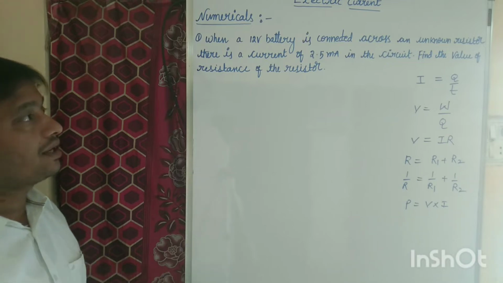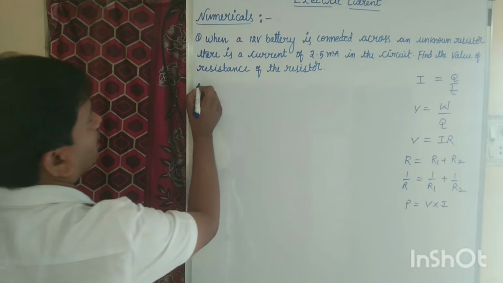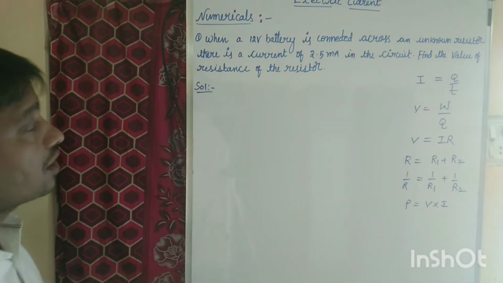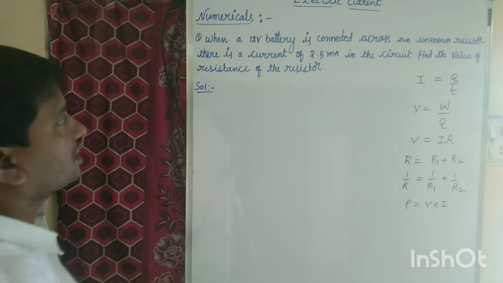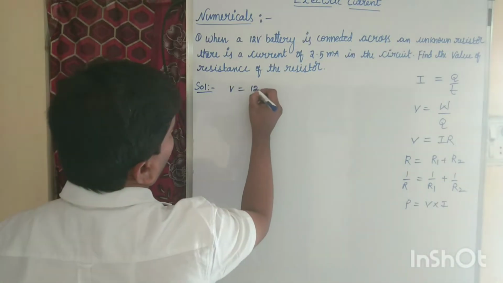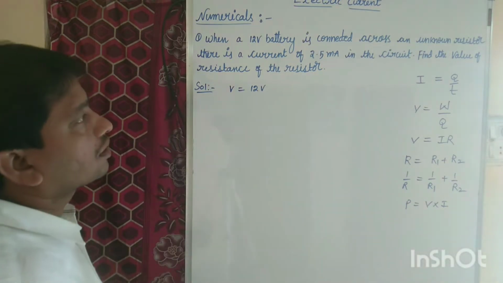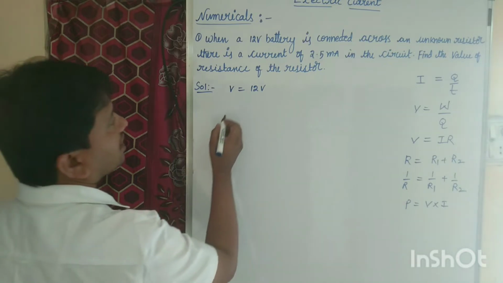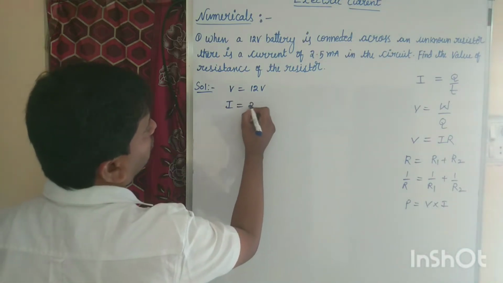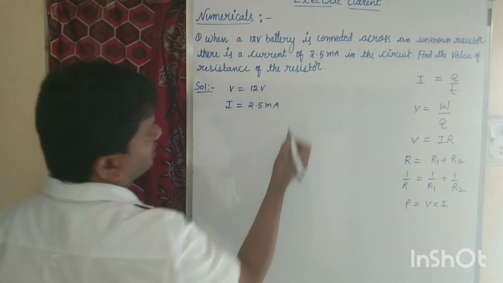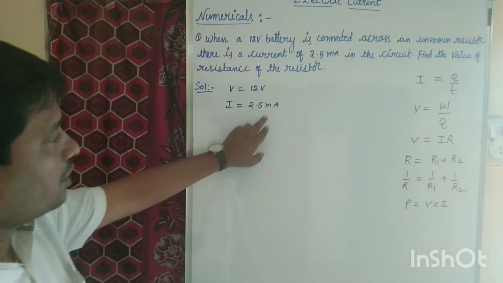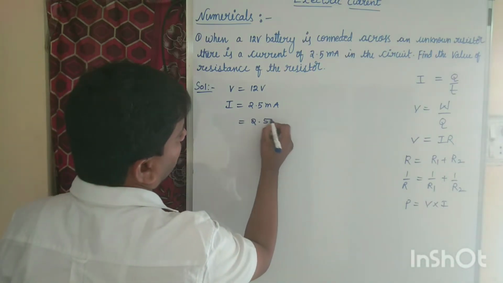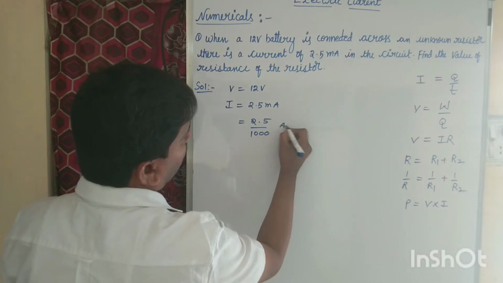When a 12-volt battery is connected across an unknown resistor, there is a current of 2.5 milliamperes. What is given? Potential difference is given, 12 volts, connected across an unknown resistor. There is a current, I equal to 2.5 milliamperes. Actually, the units here are milliamperes. We need to convert into amperes, that is 2.5 divided by 1000 amperes.